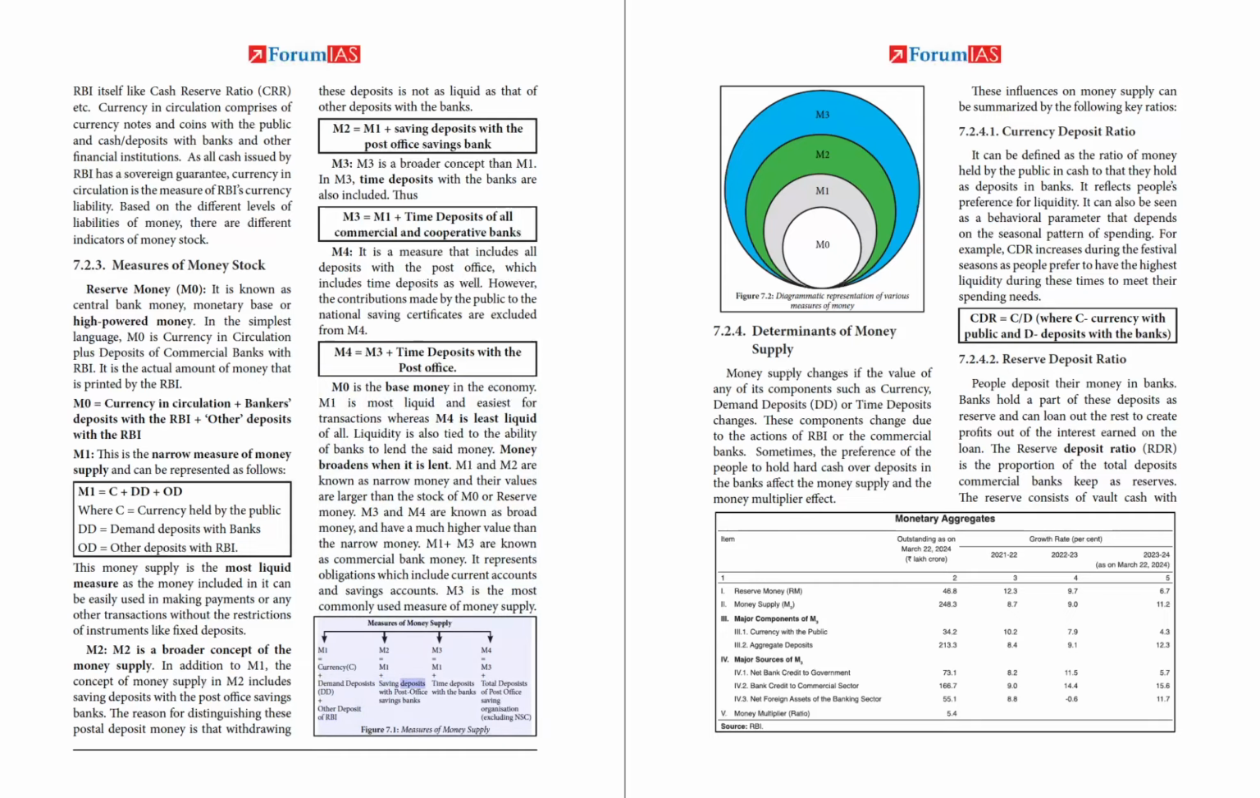M2 equals M1 plus saving deposits with post office savings banks. M3 equals M1 plus time deposits with the banks. M4 equals M3 plus total deposits of post office saving organization, excluding NSC. Figure 7.1, Measures of Money Supply.